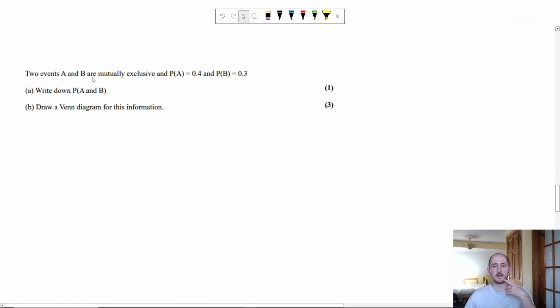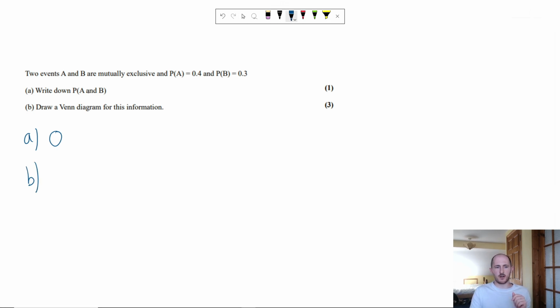Two events A and B are mutually exclusive. Probability of A is 0.4 and B is 0.3. So write down the probability of A and B. Well, that is going to be 0. Why? Because they're mutually exclusive. That literally means that they can't both happen. So the probability of A and B happening is 0. Okay, perfect. So again, it could be something like flipping a coin and getting heads and tails. That's not possible.